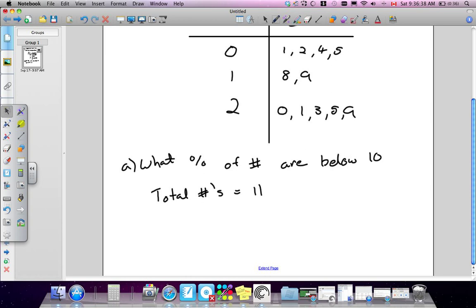Here, let's quickly do that too. So I'll take out the calculator. So I have 4 divided by 11, times 100, equals. What percent are below 10? 36.3. So we're going to say 36.3% are below 10. Okay. Does that make sense?